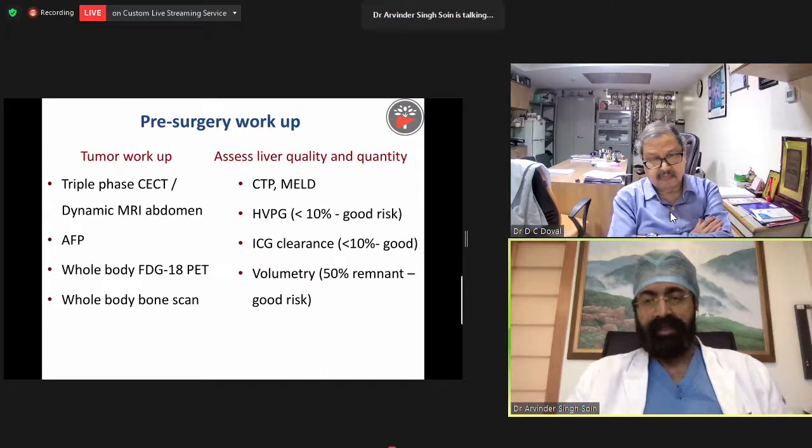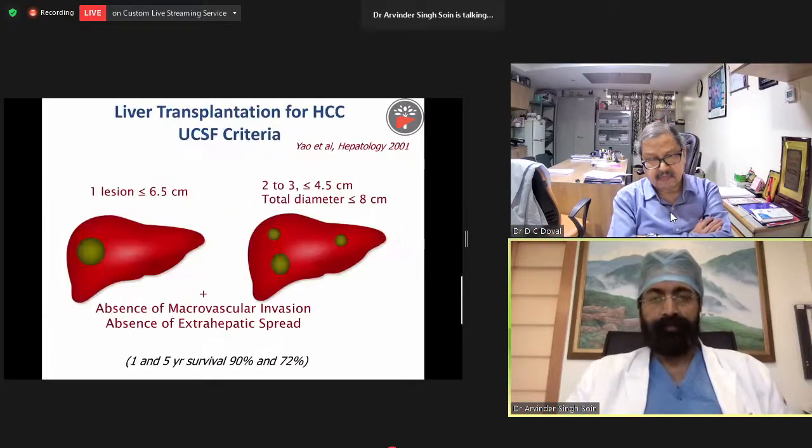ICG clearance less than 10% is also good. That means the liver is clearing most of the ICG. And volumetry, if there is 50% remnant, that's a good risk patient. But if there is a normal liver, which is unusual in HCC, a normal liver without any fat, without any cholestasis, and of course no cirrhosis, then even 30 or 35% is acceptable.